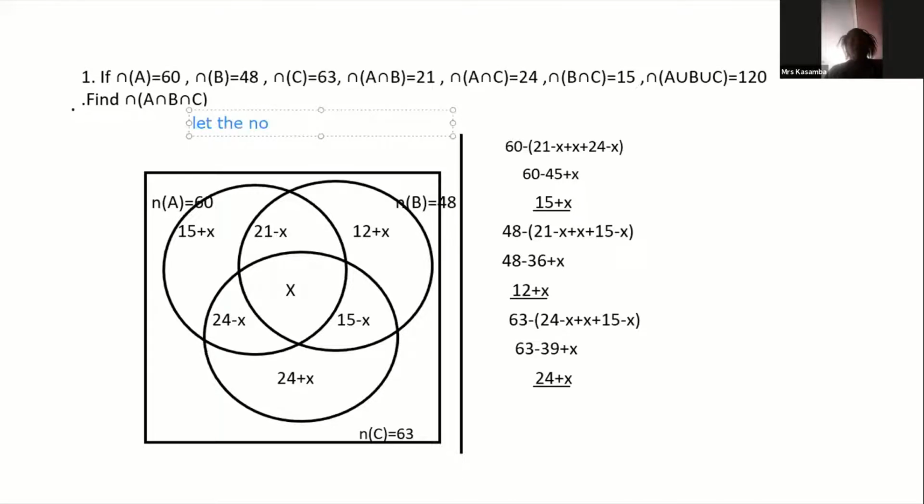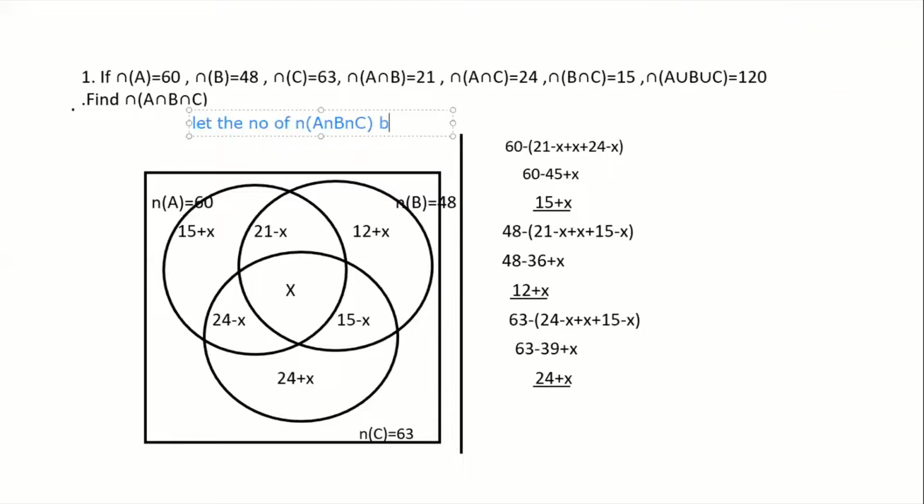So now you go to the information given, you start with the intersections. We have the number of elements that belong to set A and B at 21. So you have A and B, 21, but you've already fixed the X, implying that those who belong to A and B only will now be the 21 minus X.